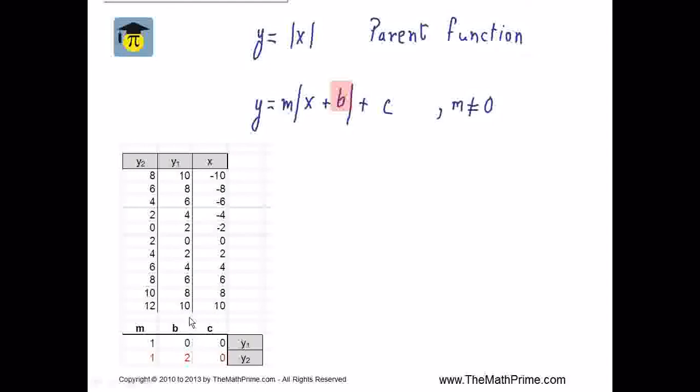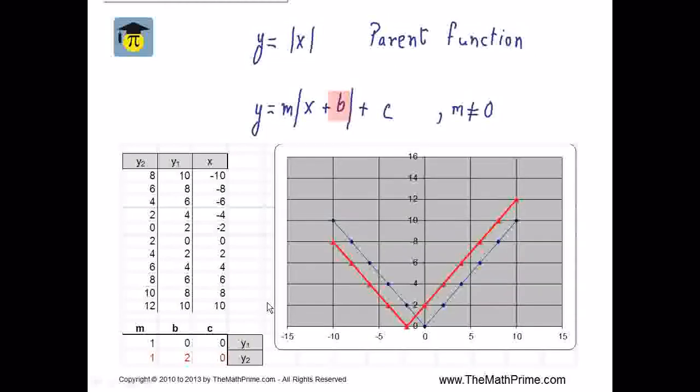So again, we have the columns for x, the values of y for the parent function, and the values of y for the new value of b, which in this case we have chosen to be a positive number, 2. If you take a look at the graph, the red graph represents the new value of b being 2, and the blue graph represents the parent function. As you can see, the graph has translated or shifted to the left.